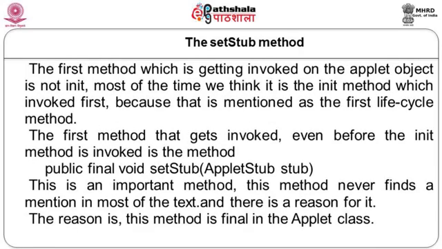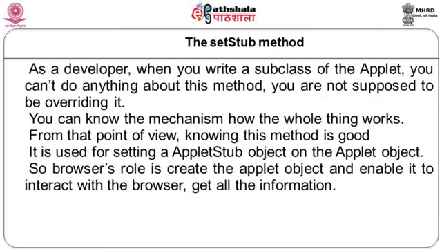The first method which gets invoked on the applet object: most of the time we think it is the init method, because that's mentioned as the first lifecycle method. No, as far as the applet object goes, the first method which actually gets invoked, even before the init method, is the method called setStub. This is an important method. This method never finds a mention in most of the texts, and there is a reason for it. The reason is this method is final in the Applet class, and therefore as a developer, when you write your subclass, you can't do anything about this method. You're not supposed to be overriding it, so better keep mum about it.